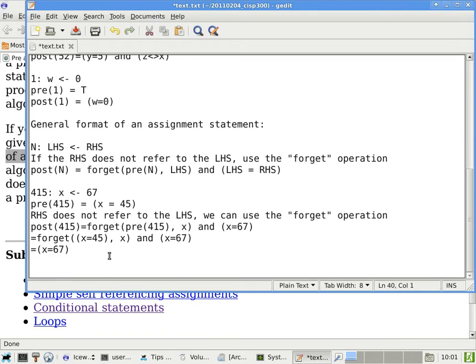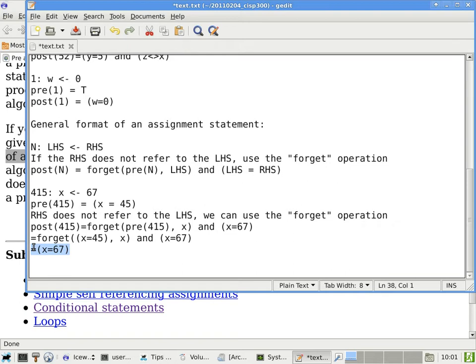Is that okay, going from this step to the last step? We are forgetting all the components in the precondition that mention anything about x. The only component is x equals 45, which mentions x, and that's why we have to forget it. But once we forget this part, there's nothing left. You cannot say nothing and something else, so you just have to get rid of the and as well. The only thing that we know at this point is x equals 67.